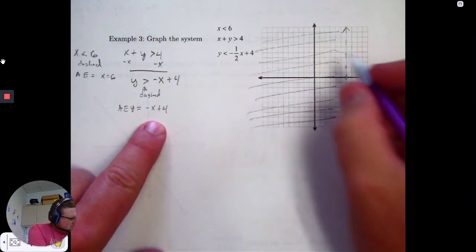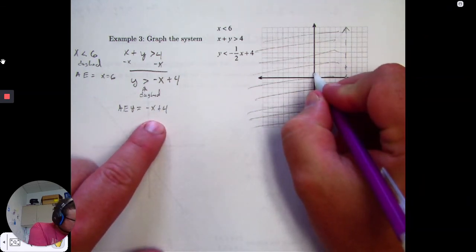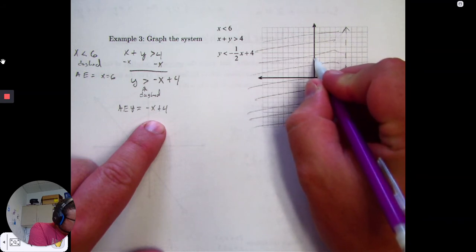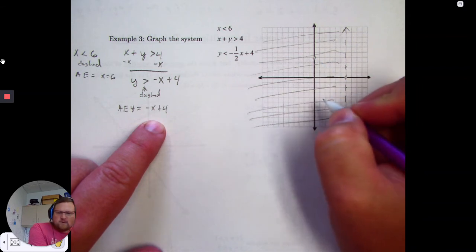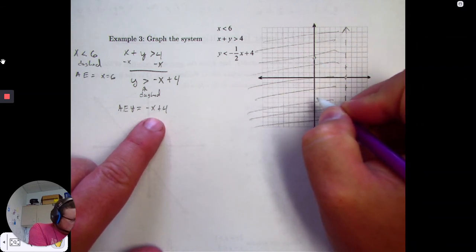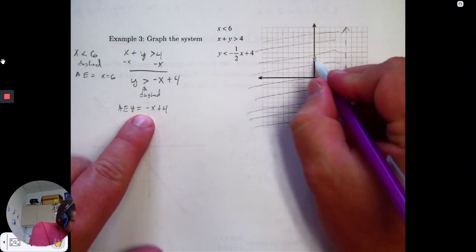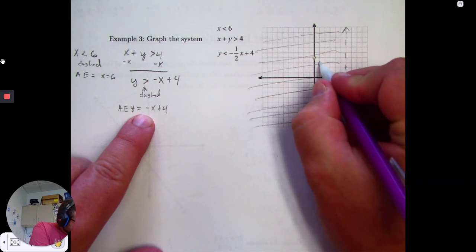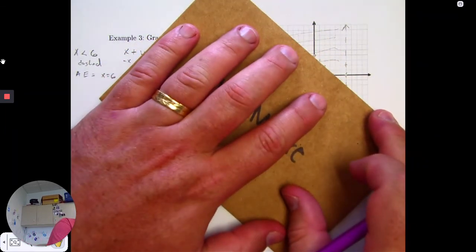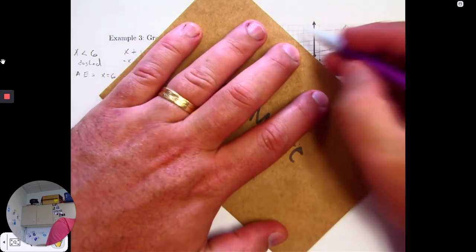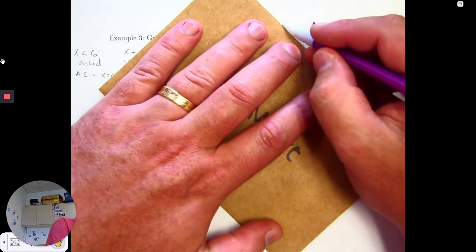So again, we can start at a positive 4. So 1, 2, 3, 4. And that's our first point. And then we need to graph a slope of negative 1. So down 1, over 1, down 1, over 1. That gives us 3 points. It's a dashed line. So go ahead and put your straight edge there, and you're going to draw a dashed line.